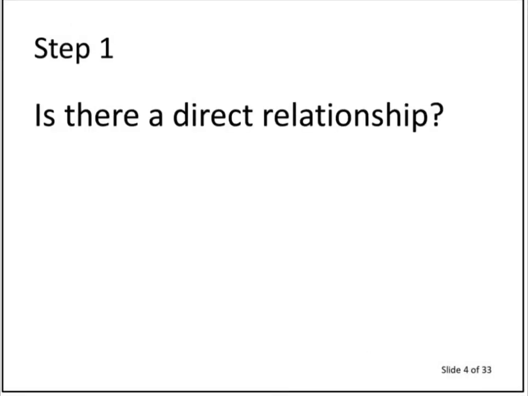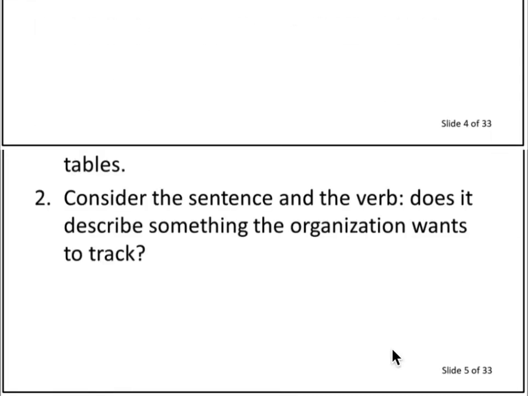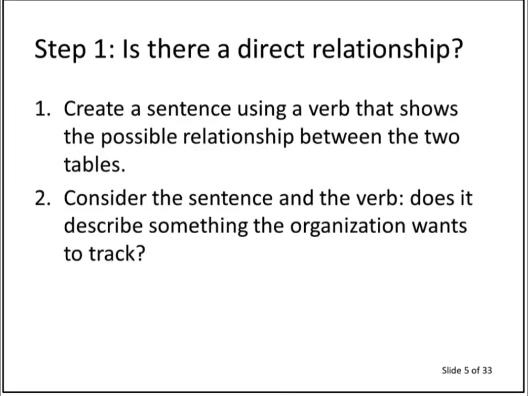Step 1, is there a direct relationship between the tables? To help you determine whether there's a direct relationship, try this. Create a sentence using a verb that shows the possible relationship between the two tables, and then consider the sentence and the verb and ask yourself, does it describe something the organization wants to track?